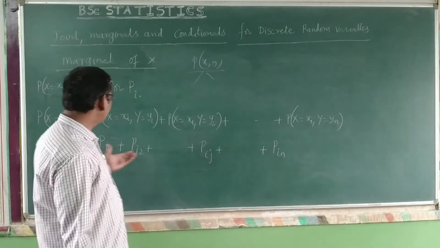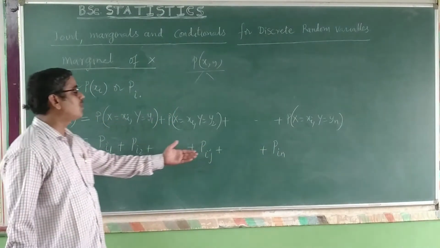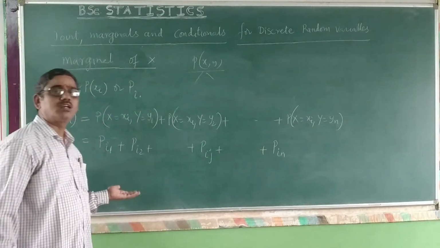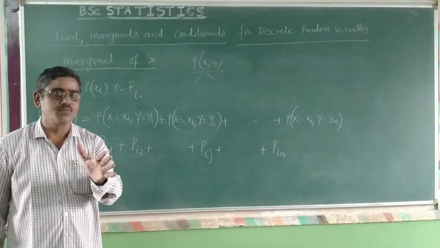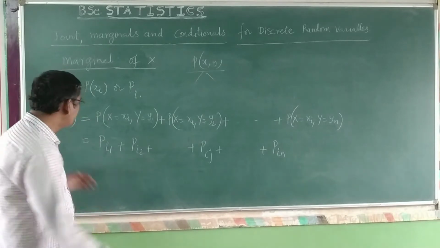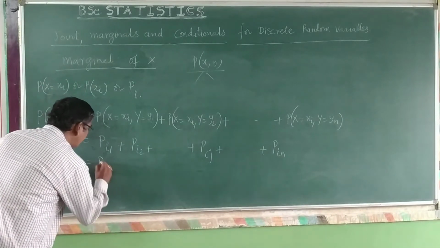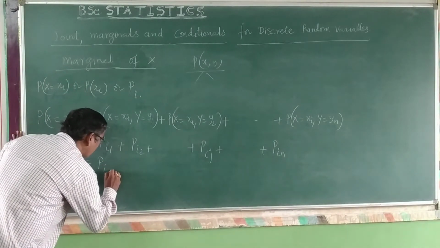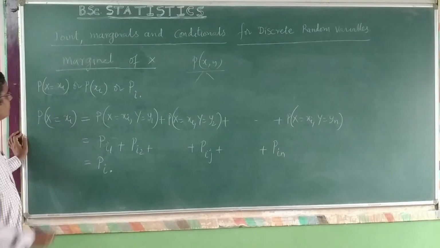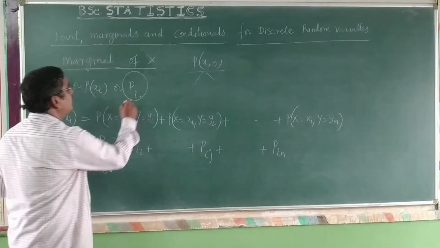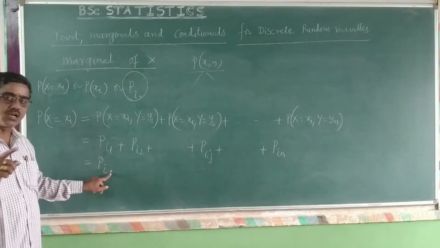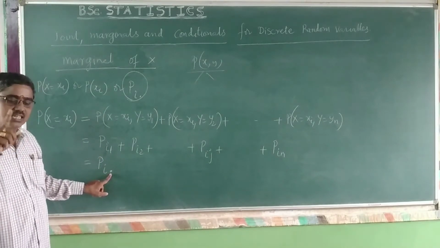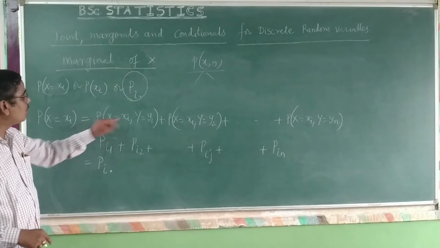Therefore, this is nothing but pi1 plus pi2 plus and so on plus pin. Here i is constant and j is running. So hence we can write it as pi dot. This is pi dot. That is what this notation means. Pi dot means i is constant, and in the place where you have the dot, j is running.